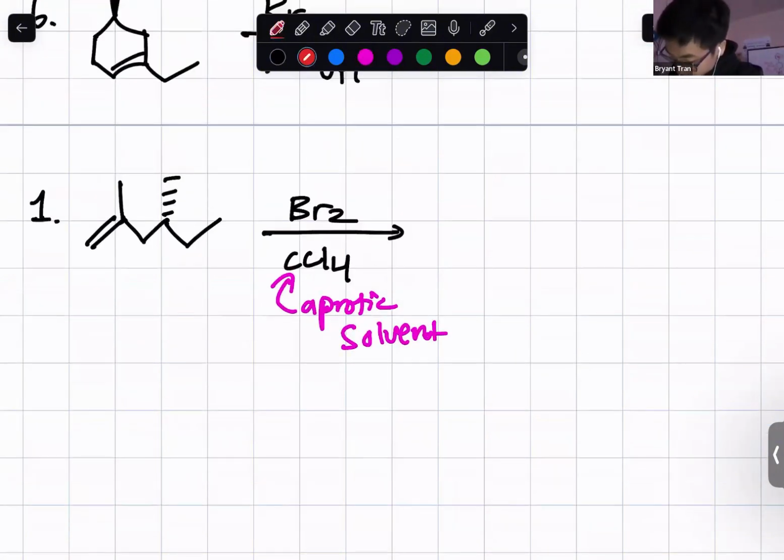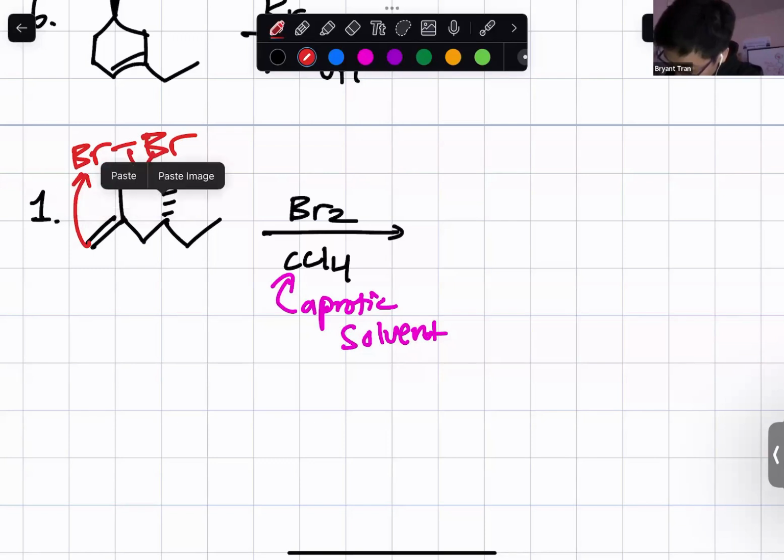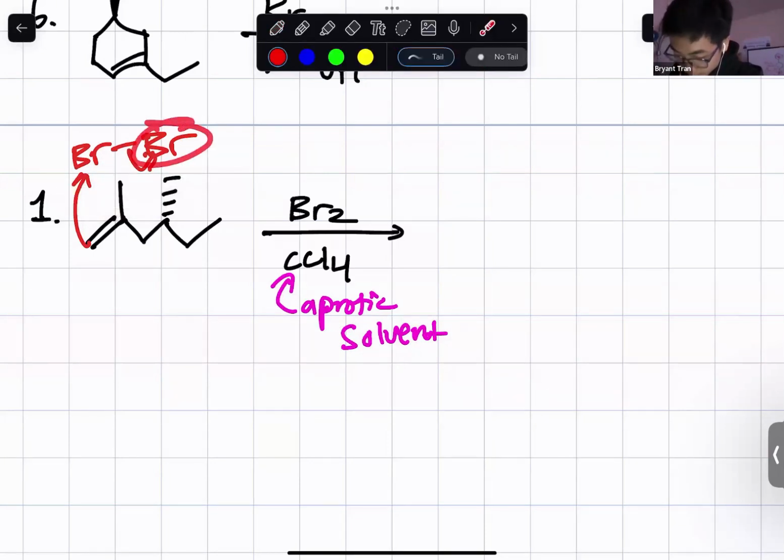I'm going to draw out the Br2 like this. Br, bond out to another Br. This alkene here, we said, was nucleophilic. We're going to attack one bromine, kicking off the other bromine at the same time as a good leaving group. As this bromine here is gaining electrons, it's becoming more negatively charged, becoming the nucleophile. As this alkene here is losing electrons, it's going to become less negatively charged, more positively charged. It's going to be the electrophile.